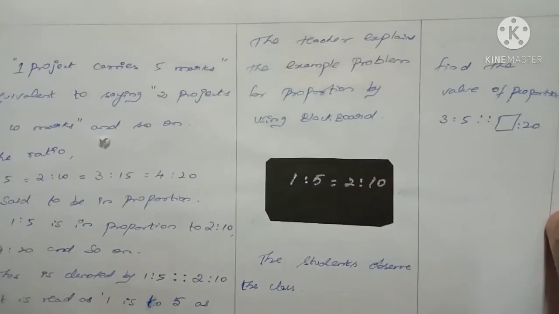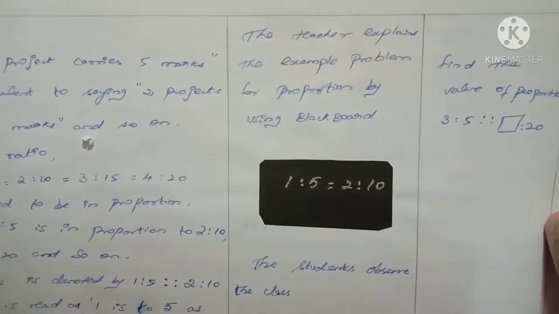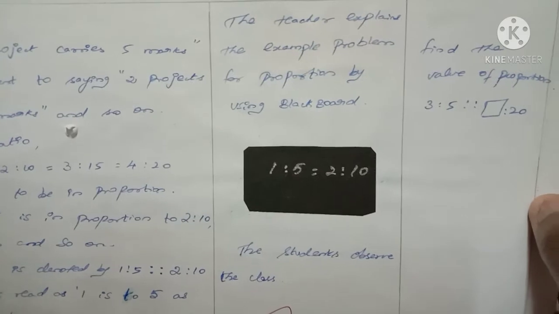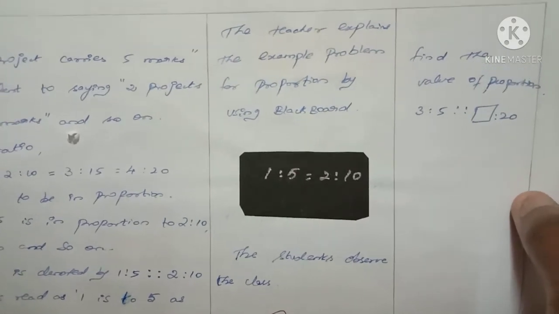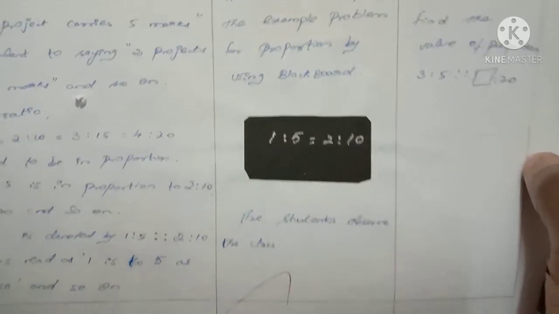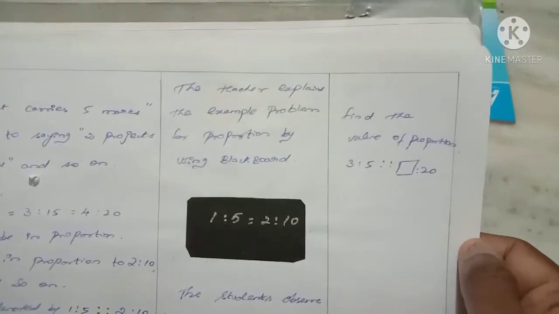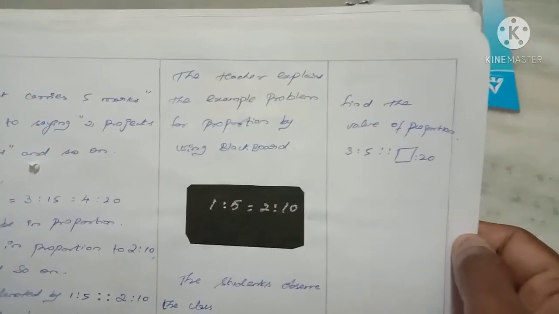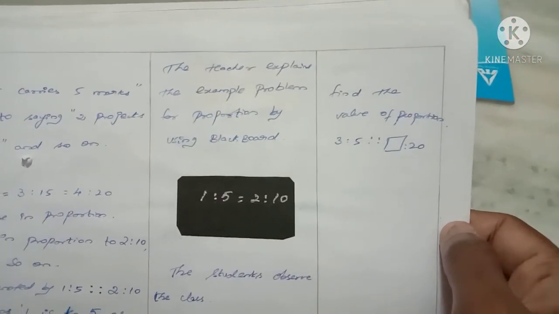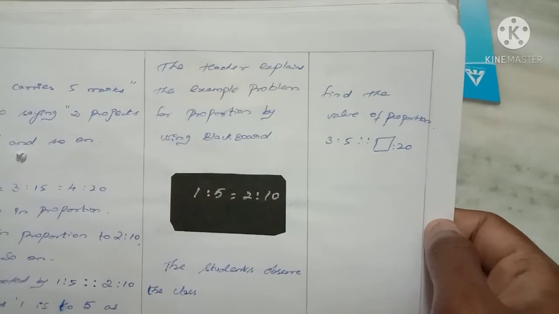In the third box, the teacher explains the example problem for proportion by using blackboard. Then we have to paste the chart. Inside write 1:5 equal to 2:10. At the bottom, the students observe the class. In the next box, find the value of the proportion. Then 3:5 is to box is to 20.